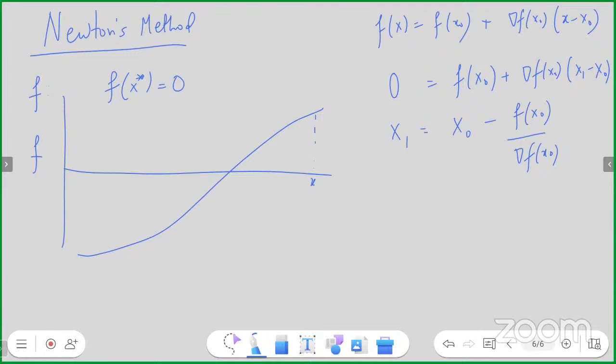Then it should converge. What is the iterate telling you? It's telling you x0 minus the value of that function divided by the gradient. What can go wrong? Why would it not go towards x star? So try to construct an example where, rather than oscillating, it even diverges.